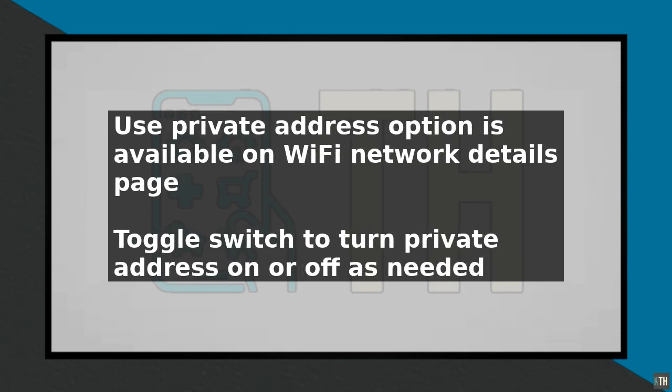If the option is turned on, your iPhone is using a private Wi-Fi address. To turn it off, simply toggle the switch to the off position. If you want to turn it back on, toggle the switch to the on position.